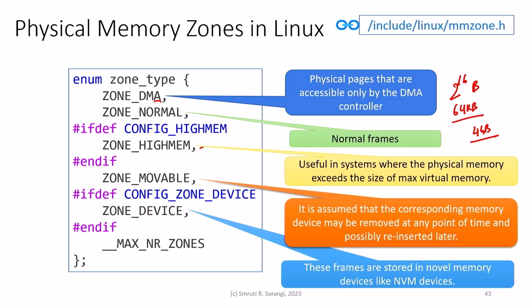And zone device is nowadays being used for non-volatile memory devices, because non-volatile memory devices are somewhere between a memory device and a storage device. So if they are used as storage, they expand the capacity of the hard disk. If they are used as memory, which they can, they are expanding the capacity of the physical memory, right? So they have a dual use. But if their primary role is to expand the memory size, then their pages are put in zone device.